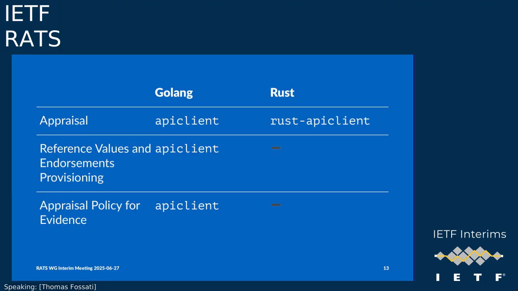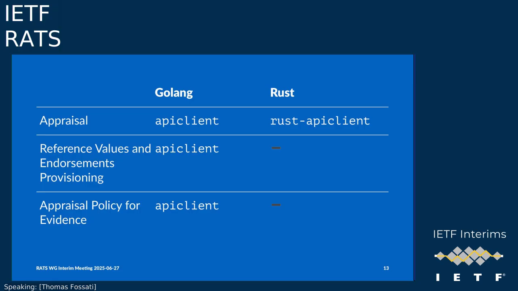All the client-side APIs are collected under the Veraison API client umbrella. The Golang implementation is the one that has all the bits for appraisal, for reference values and endorsement provisioning, as well as the manipulation of the policy. So you can be the verifier owner using the API client in Go, whereas the Rust implementation only has the challenge-response bit for appraisal.